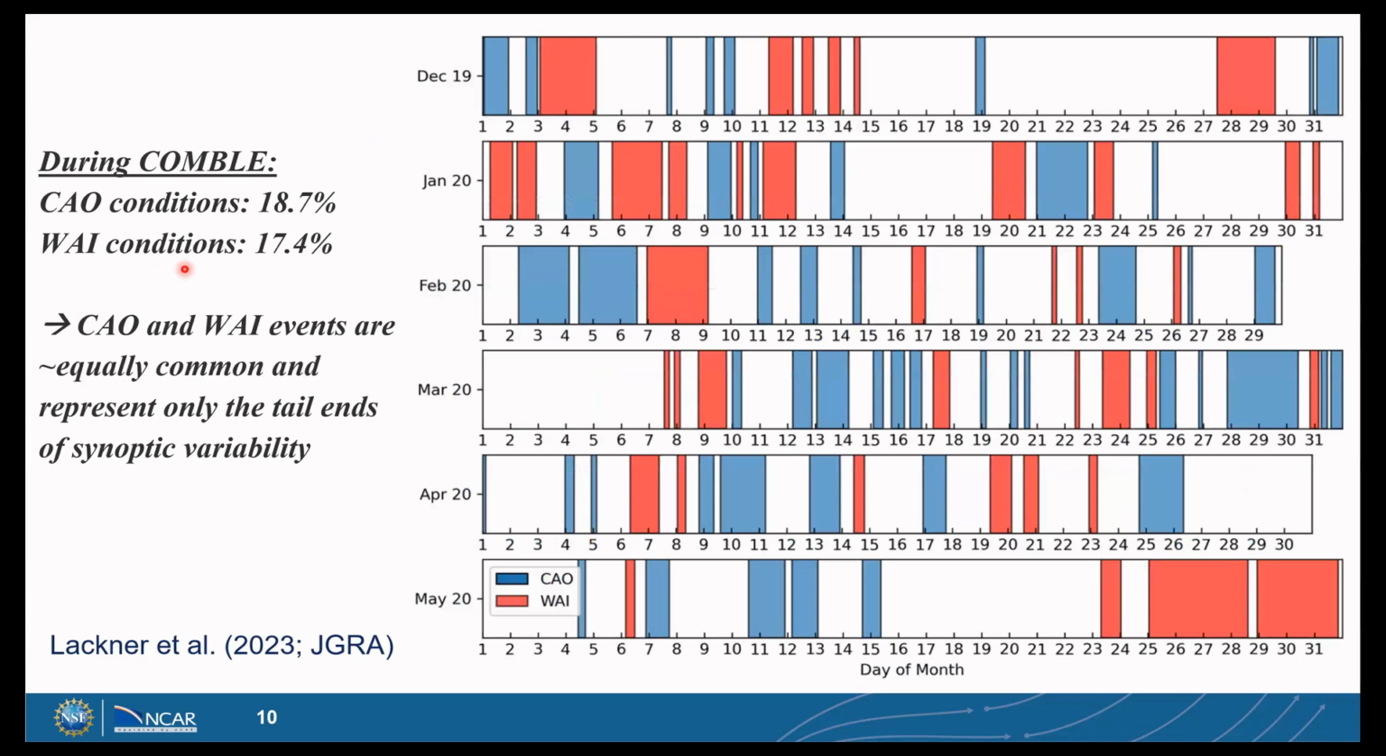Okay, during COMBLE, we had CAO conditions about 19% of the time, and warm air intrusion, WAI, I won't talk about that, but that's kind of the counterpart to CAOs, right? That's poleward air mass transitions rather than equatorward. They occurred about 17% of the time, so almost equal. And really, this tells us that they represent the tail ends of the synoptic variability, this yin and yang, right? They balance each other out. But point being, all the blue periods are CAO periods. We had a nice distribution of events during COMBLE, which is great.